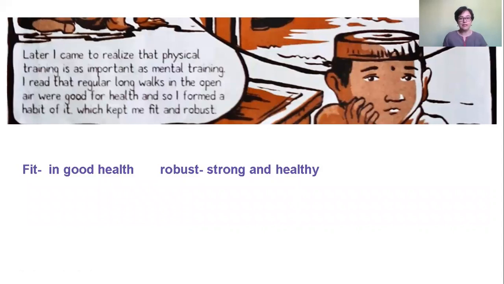When he realized that it was very important to have some form of physical training, he started going for long walks in the open air because he had read that it was good for health. He started going for walks and he made it a habit. Habit means he did it regularly, and that kept him fit and robust, in good health and strong and healthy.